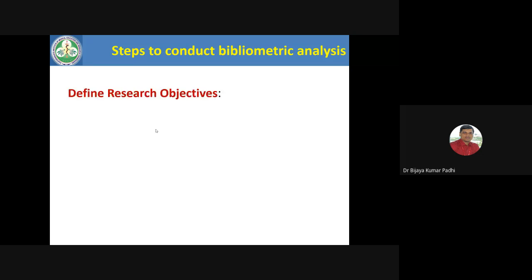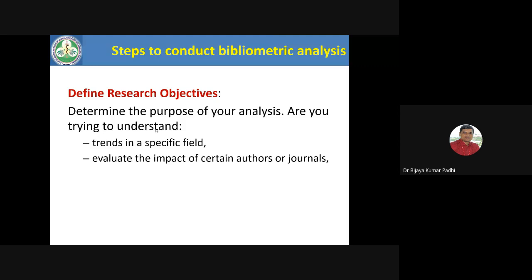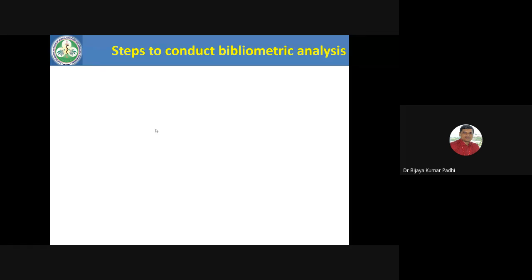First, you have to define your research objective or research question. Determine the purpose of your analysis. Are you trying to understand the trend in a specific field, evaluate the impact of certain authors or journals, or identify emerging research areas? So these are the objectives of identifying a good research question.